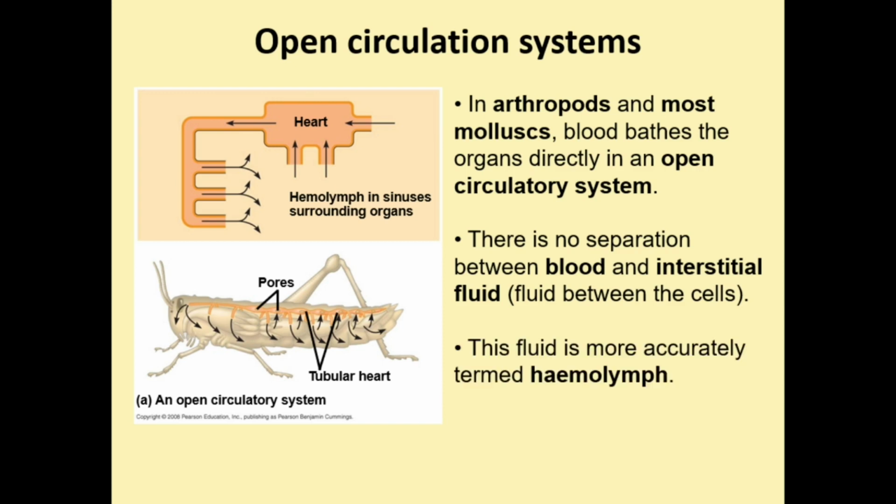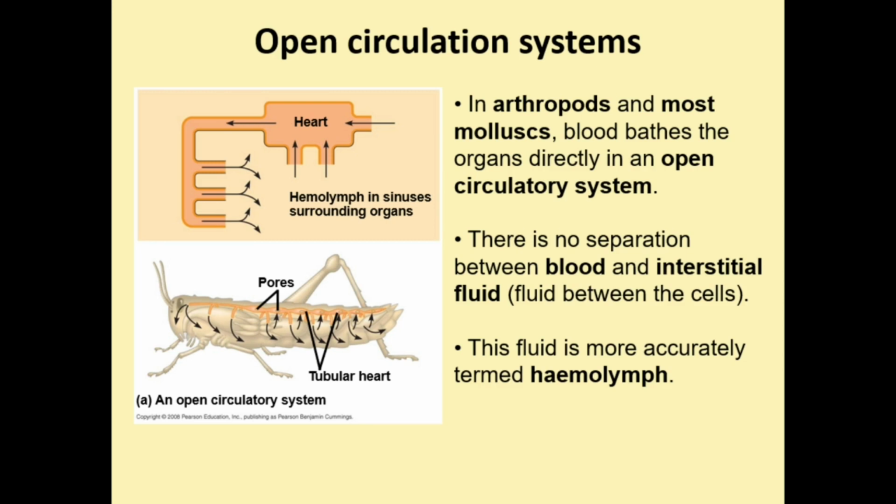In our systems, in closed systems, you have blood that is kept within our heart and blood vessels, and then we have the interstitial fluid that bathes our cells. So oxygen, for instance, will diffuse from the blood into our interstitial fluid and then into our cells. And then carbon dioxide will diffuse from our cells to our interstitial fluid into our blood. With an open circulatory system, you just have a mixture of blood and interstitial fluid, which is called hemolymph, and that will bathe all of the tissues within the body.